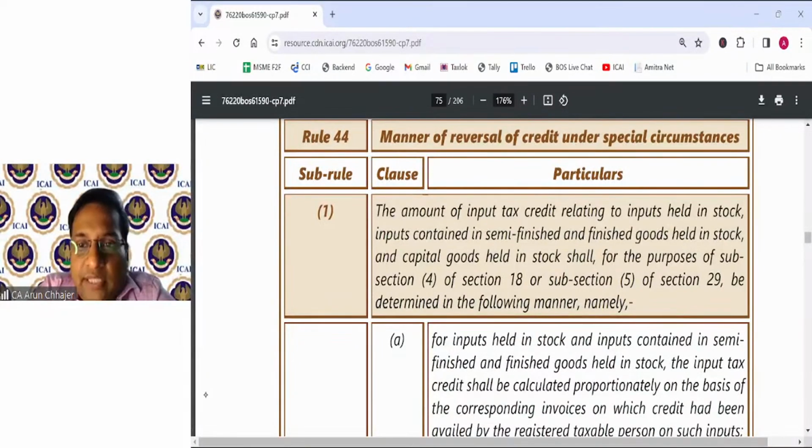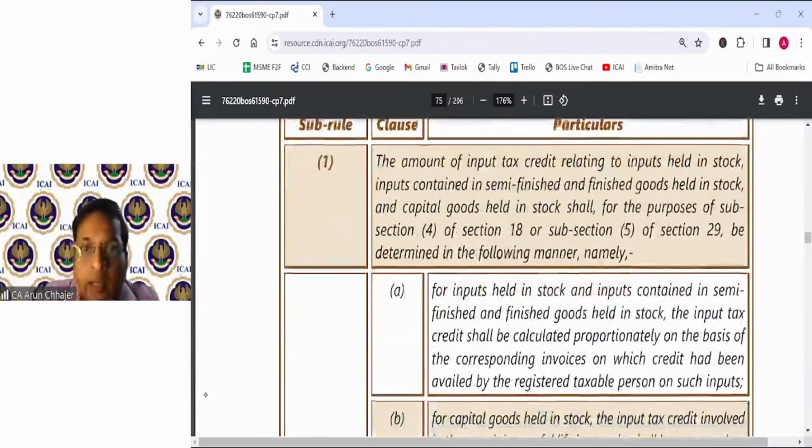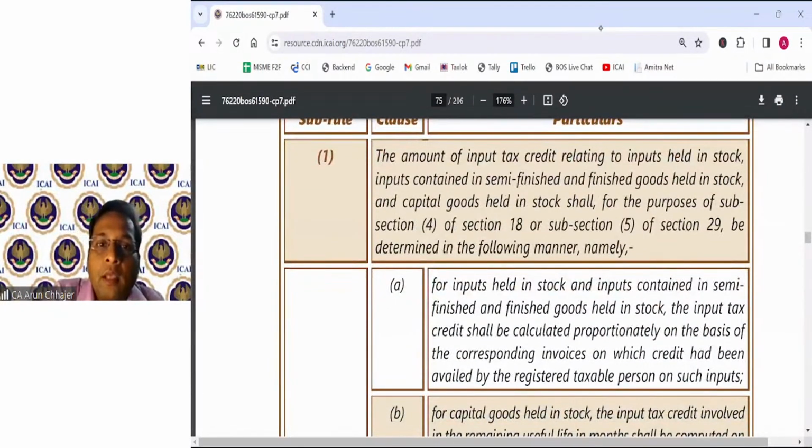Manner of reversal of the credit under special circumstances. Rule 44. Now there is some conflict. When I explain rule 44, you will see some conflict with rule 40. What is that? We'll discuss. Amount of ITC relating to the input held in stock, input contained in semi-finished goods and finished goods held in the stock, and capital goods held in stock for the purpose of 18(4).